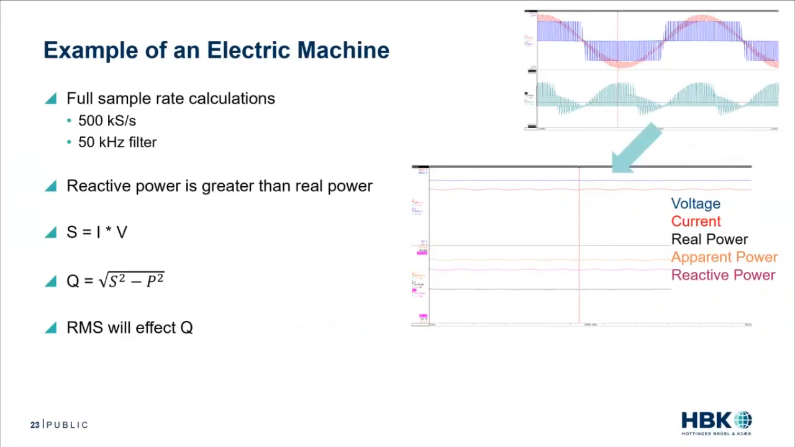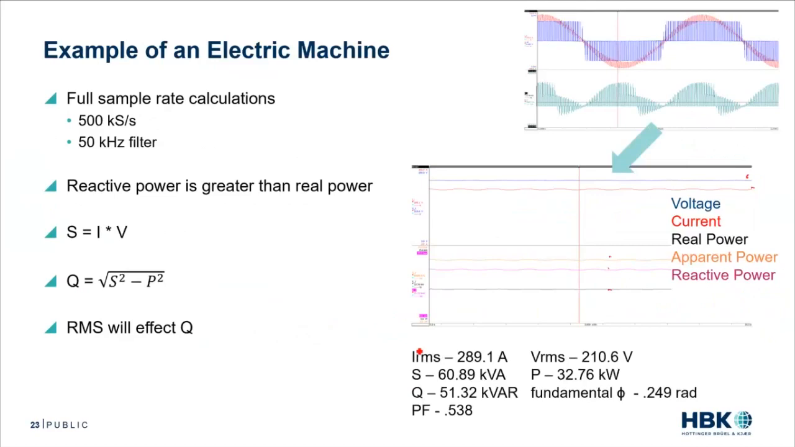and we run our calculations. And we get RMS voltage, current, reactive power, apparent power, and real power. And if we run the numbers, we get an IRMS, a VRMS. Note this 210 again. We see our apparent power is 60 kVA, our real power is 32 kilowatts, and our reactive power is 51 kVAR. Our reactive power is greater than our real power.